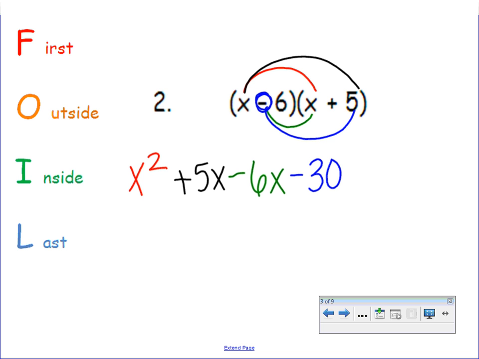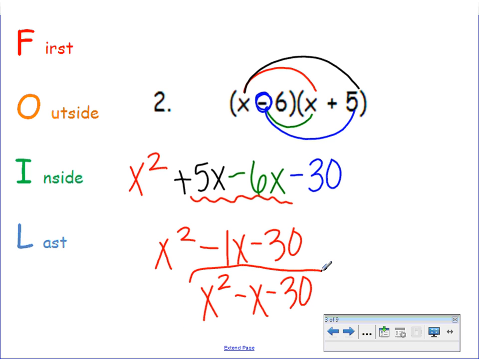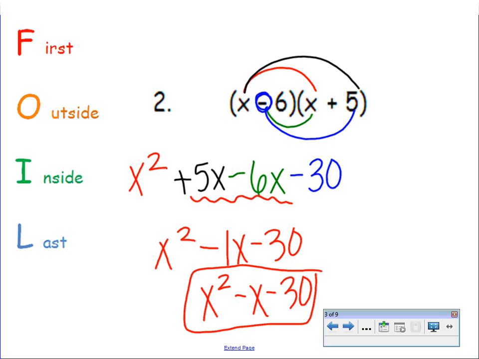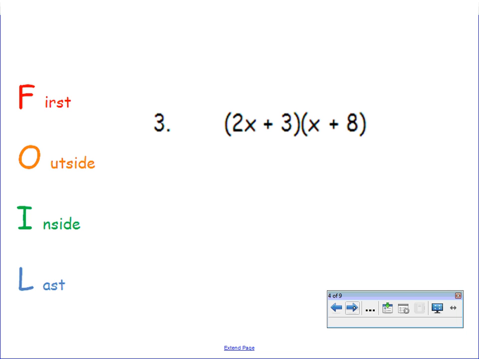Okay, so just like we did in the first example, I now need to combine my like terms, which are right there. When I combine those, I get x squared minus 1x minus 30. But we never need to write that 1 unless you just really like it. So we write our answer as x squared minus x minus 30. All right, next example. Here we just have one thing that's a little different than the last one: I now have a coefficient in front of my x in the first binomial, that 2 right there. Okay? Does nothing different. It's just one more number.